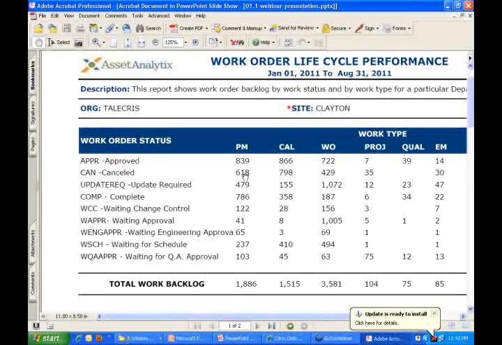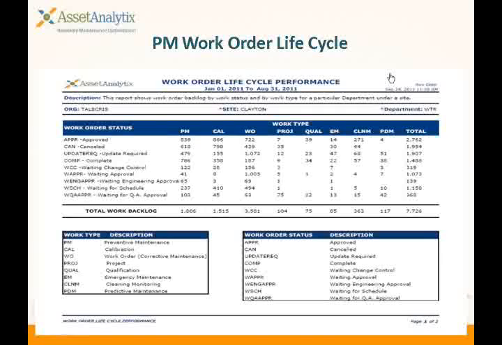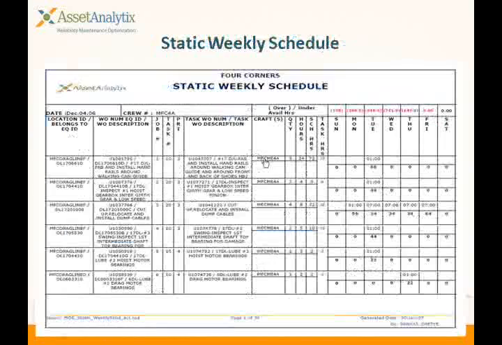Like in this example, almost 839 PMs are in the approval state. So this might be a bottleneck, and that may result in a delayed PM or PM non-compliance, etc. So this report really gives you a sense of your internal workflow itself, how the internal approval process works, how a typical work order has to go through it, and what areas have the bottleneck.